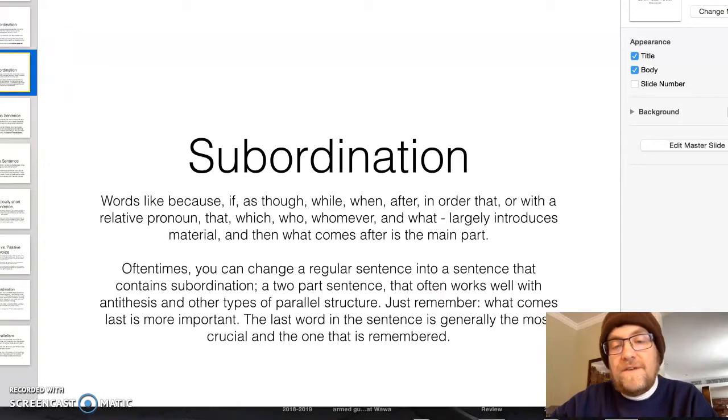Words like because, if, as though, while, when, after, in order that, or with a relative pronoun, that, which, who, whomever, and what, largely introduce material, and then what comes after is the main part, right? It's the subject verb. Oftentimes, you can change a regular sentence into a sentence that contains subordination, a 2-part sentence. That often works well with antithesis and other types of parallel structure. Just remember, what comes last is most important. The last word in the sentence is generally the most crucial and the one that is remembered. All right, think of it as the grand finale of every sentence.